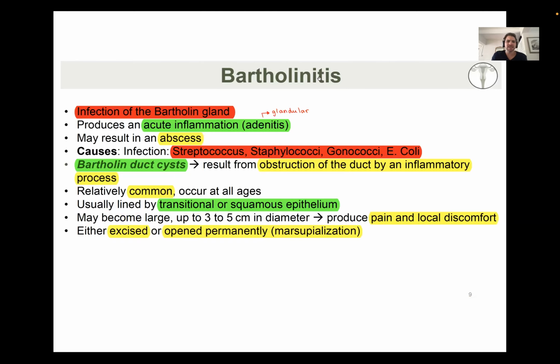These Bartholin glands can get infected as well. So you get adenitis, this glandular infection. Abscess can form, same things you would normally expect: staph, strep, gonorrhea, E. coli. And these duct cysts can develop. They can obstruct the ducts, okay? So you can get that due to inflammation.